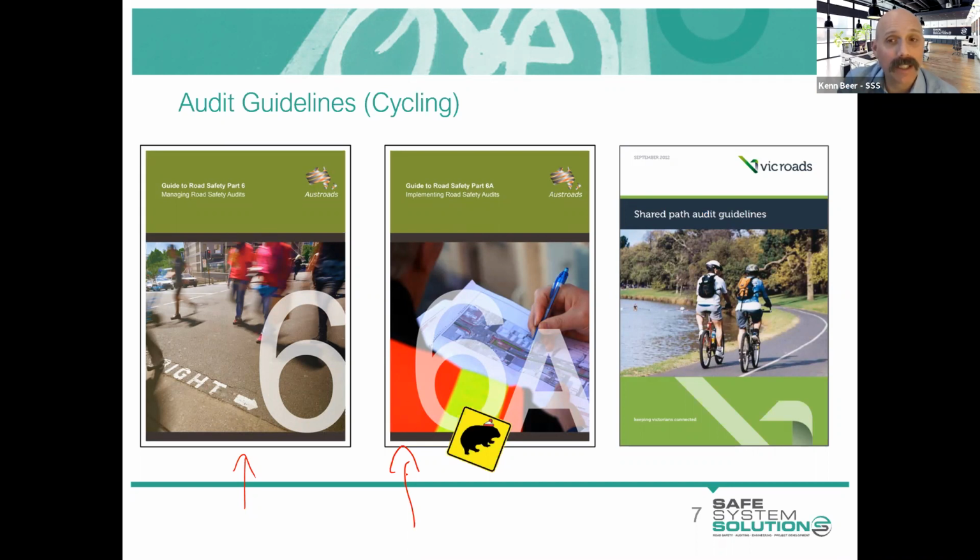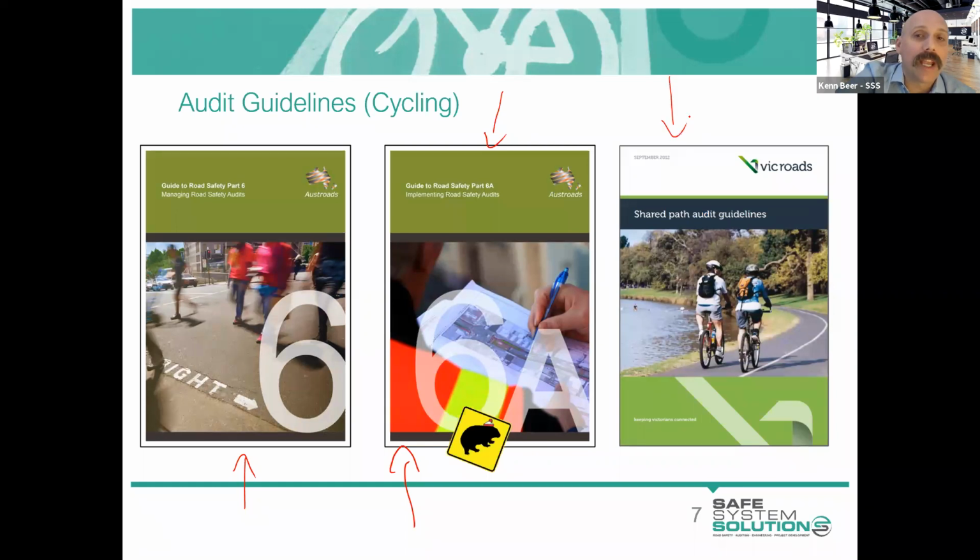The checklists, the prompt list in the back of Part 6A, provide you with some dot points to check the safety of cyclists. They're fairly basic and they only cover a few things. They're at least switching on the light bulb in your mind to ensure that you're thinking about cyclists in your audit, regardless of what it is.